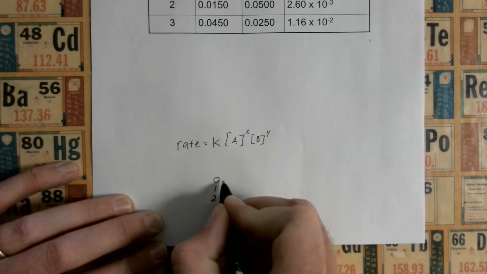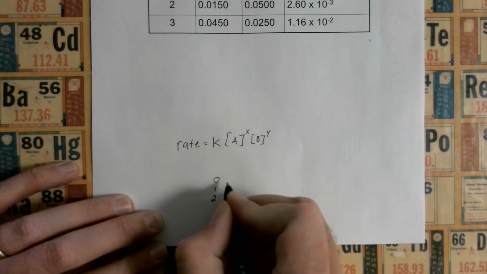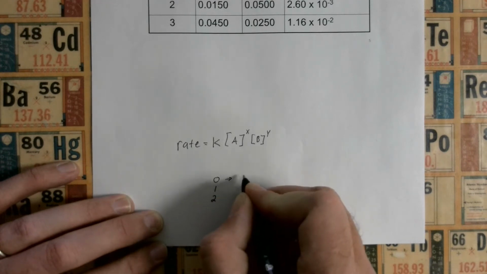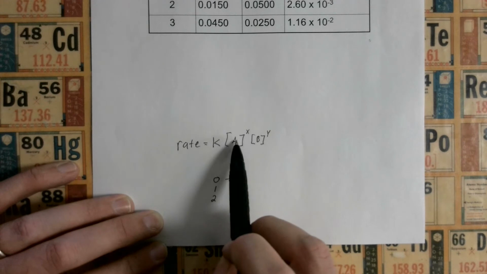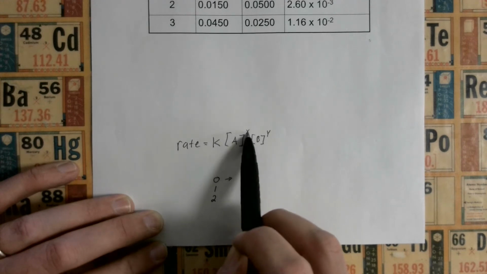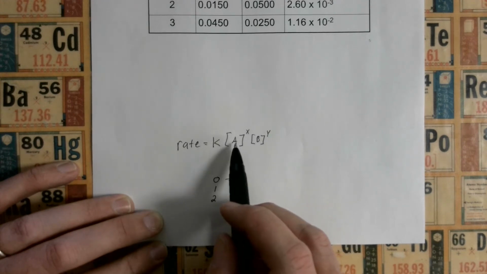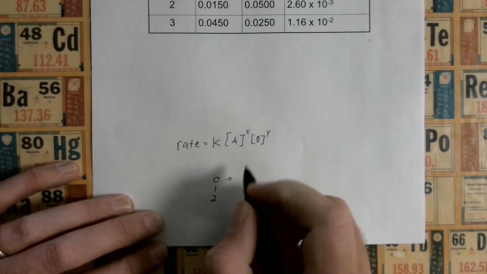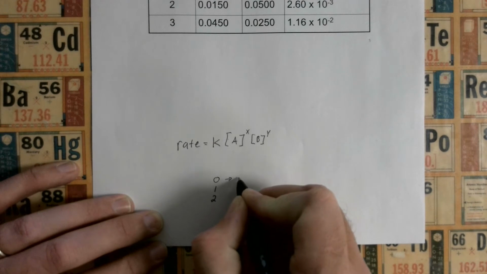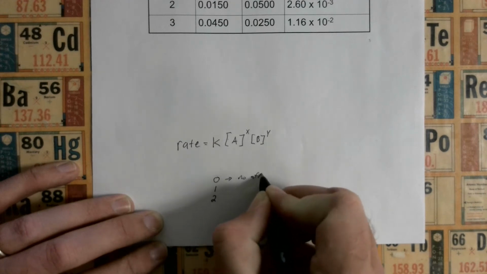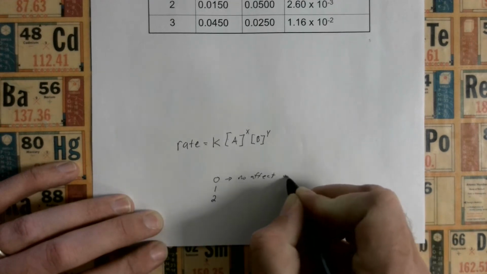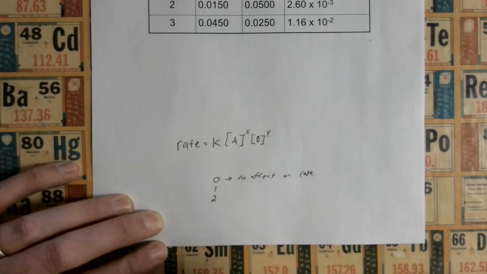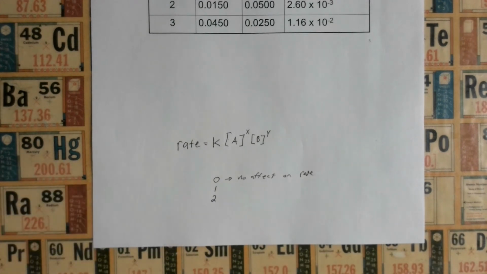A zero order reactant: if I raise A to the 0th power, anything to the 0th power is equal to 1. So whatever I do to this concentration is not going to have any effect. So a zero order reactant has no effect on the rate. I could double it, I could triple it, I could do whatever I want to it. It's going to have no effect on the rate if it's a zero order reactant.